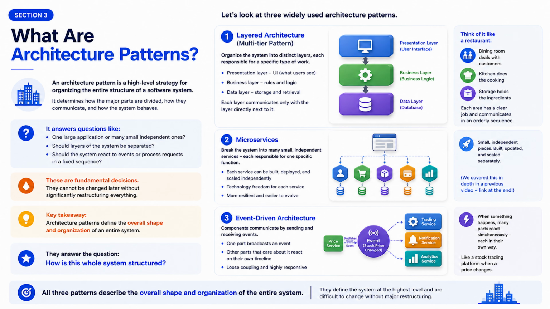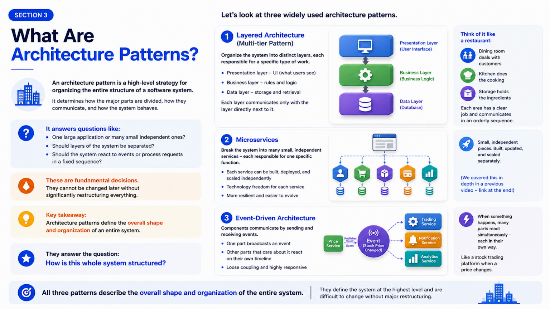Second, microservices. Instead of one giant application, the system is broken into many small services, each responsible for one job. A product service, a payment service, a user service, a notification service. Each one can be built, deployed, and scaled separately. That makes the system more flexible, but also more complex to operate.